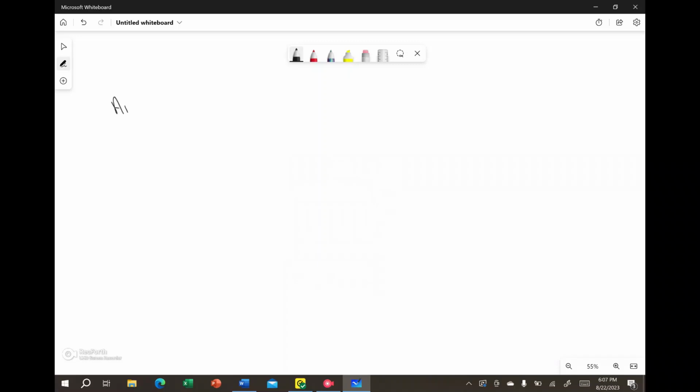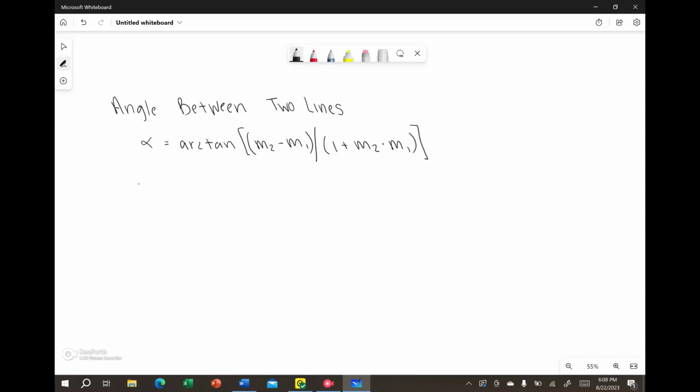Hey everyone, and welcome to a crash course in mathematics, where today's lesson will be about the angle between two lines. To start off, I'm just going to show you the formula. To determine the angle, the symbol will be alpha, and to calculate this, you're going to do arctan in square brackets. You'll need to know the slopes of the two lines: m2 minus m1, divided by 1 plus the slope m2 times m1.